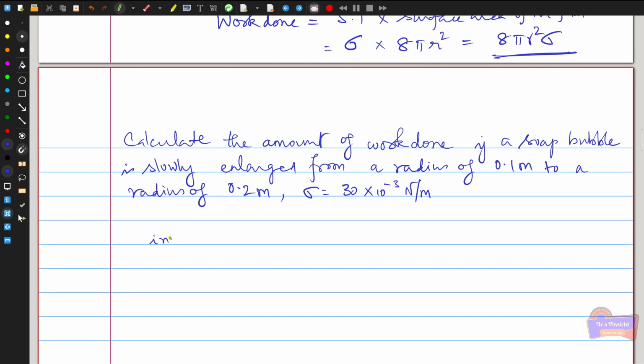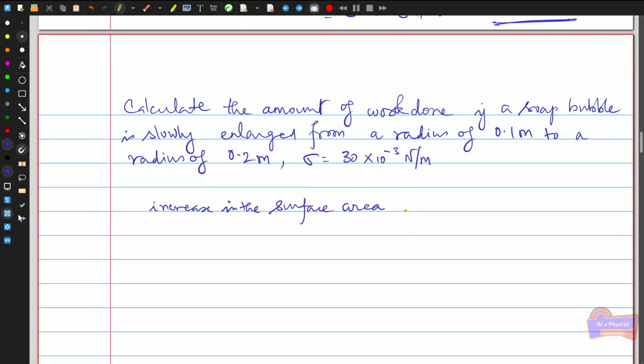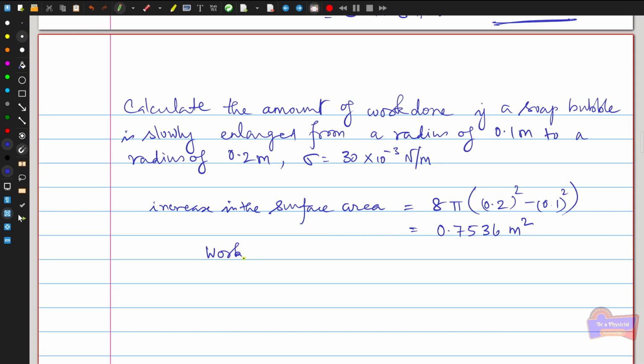So the increase in the surface area is equal to 8 pi times the difference between the squared radii, that means r2 squared minus r1 squared. So r2 squared is 0.2 the whole squared minus 0.1 the whole squared. The final answer is 0.7536 meter squared. So this is the increase in the surface area. Once you know this increase in the surface area, you can directly calculate the work done. So the work done is equal to surface tension into the increase in surface area.